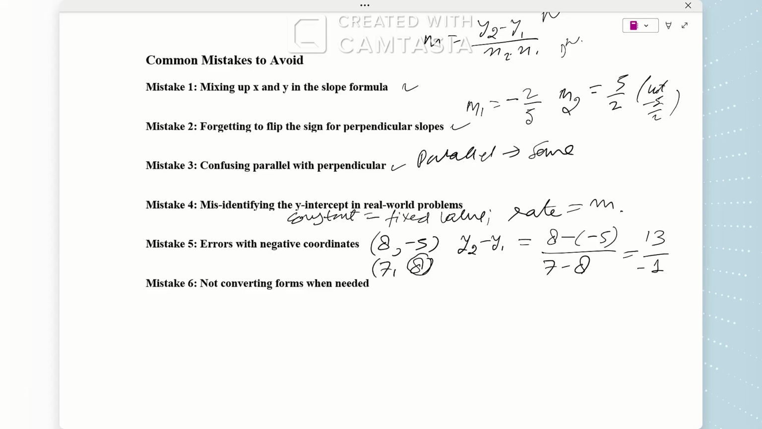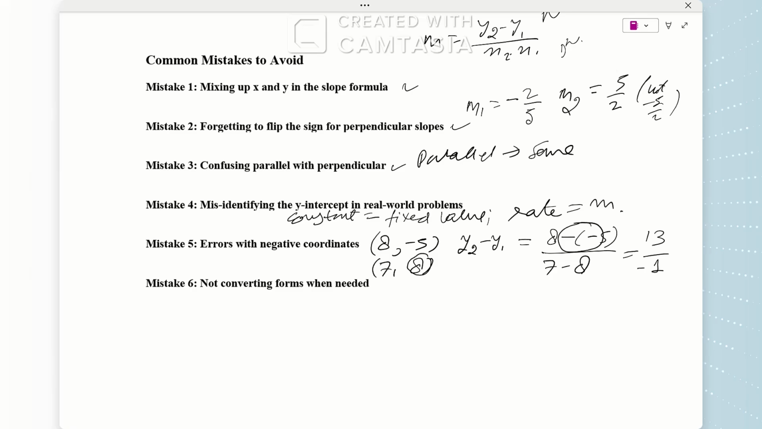So this is what I'm actually talking about. Consider the negative coordinate as it is, and the minus sign in front is separate. So don't get confused there.